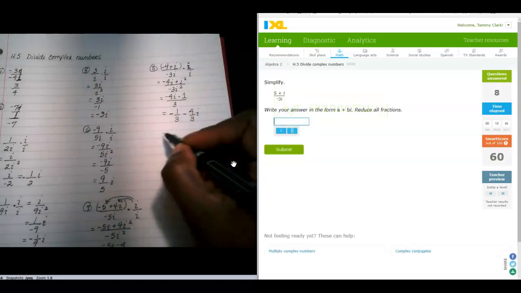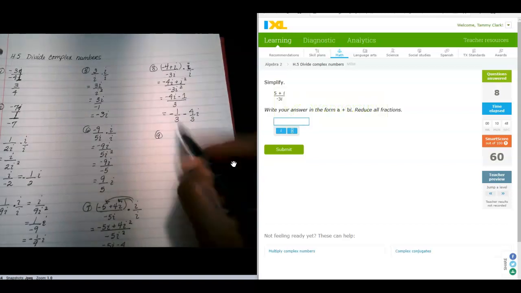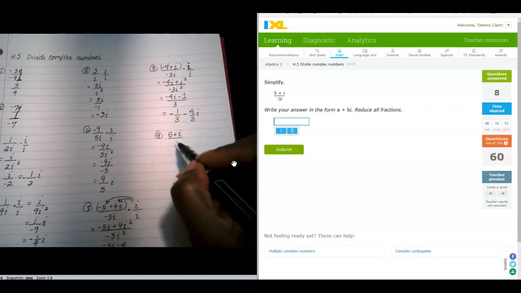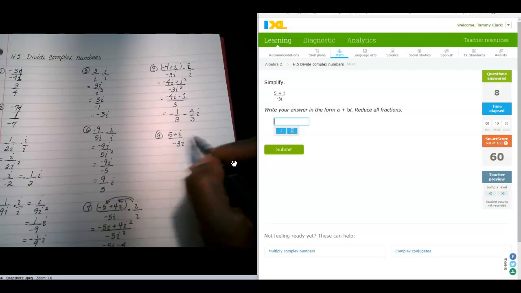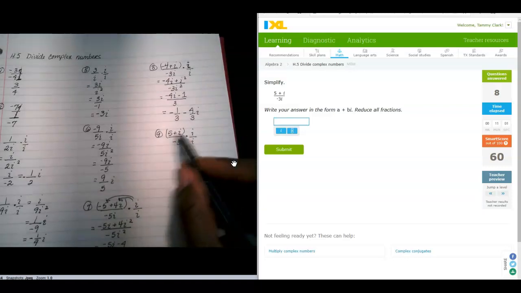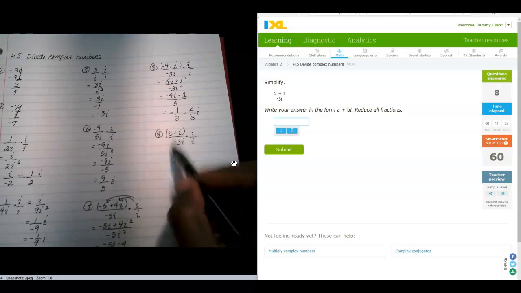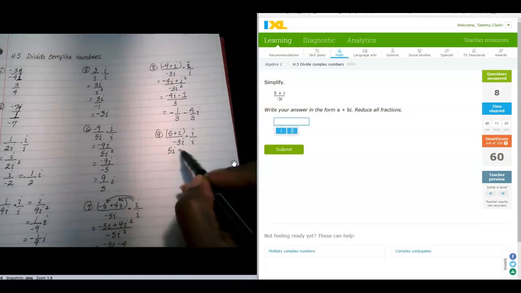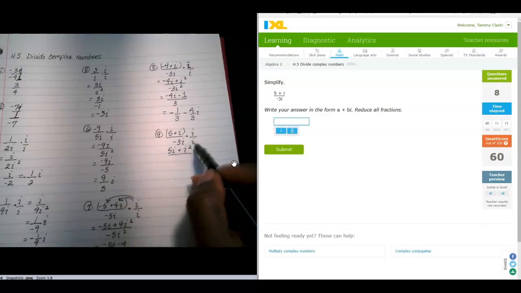All right, moving right along. Number 9, we've got 5 plus I divided by negative 3I. We're going to multiply by I in the numerator and the denominator. Remember, we are distributing that I because this looks like a binomial. So I times 5 is 5I. I times I is I squared. And then negative 3I times I is negative 3I squared.